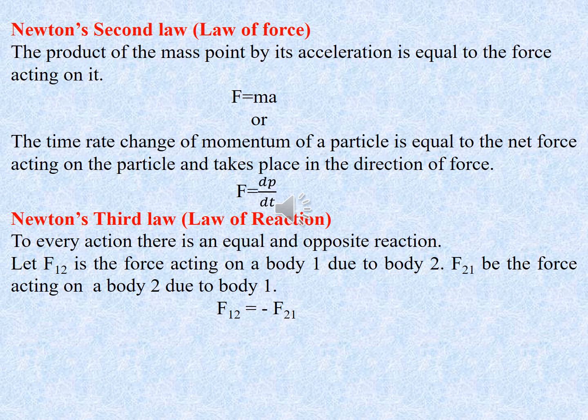Newton's third law: to every action there is an equal and opposite reaction. Suppose F12 is the force acting on body 1 due to body 2, and F21 is the force acting on body 2 due to body 1. So F12 is equal to minus F21.